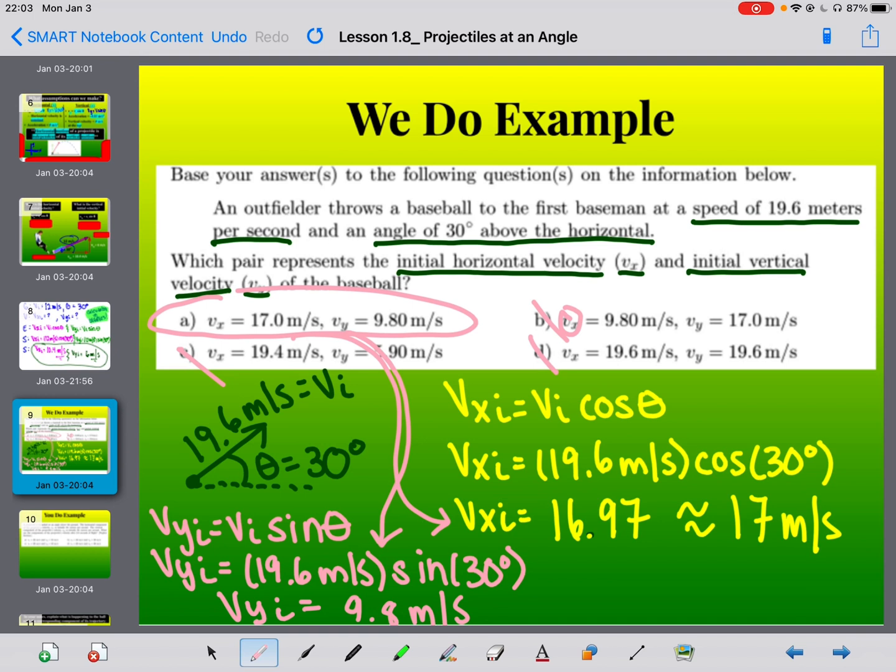Now you can try the you do example, and you're going to follow the same exact steps, and just don't get tricked. Think about, if my object is experiencing projectile motion, what happens to that horizontal component, and what happens to the vertical component over time.